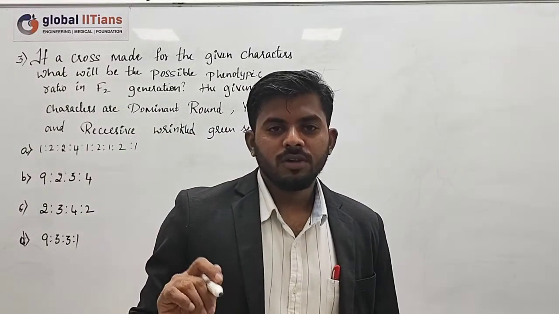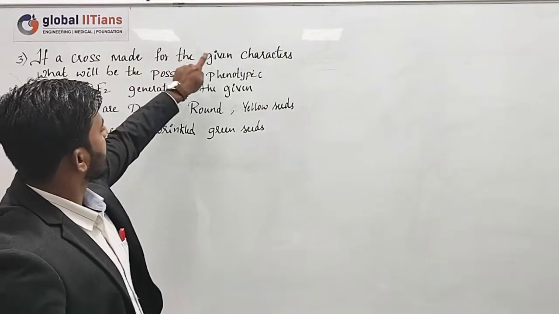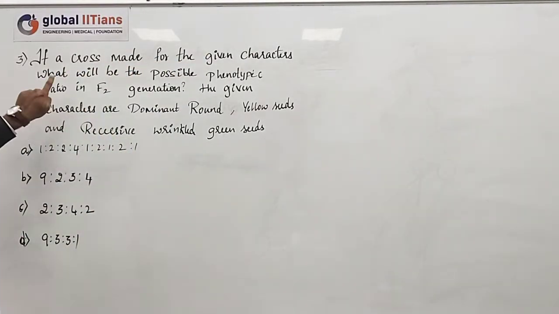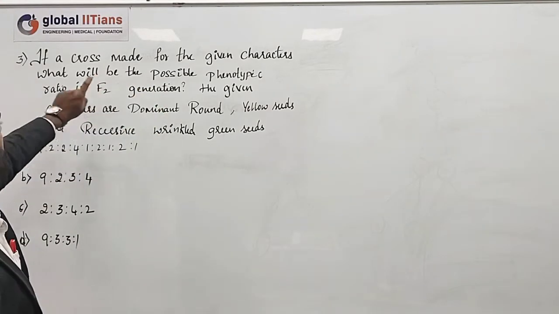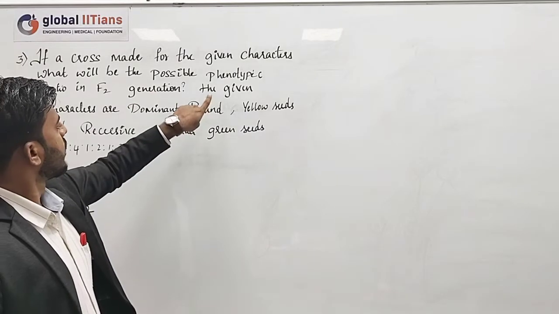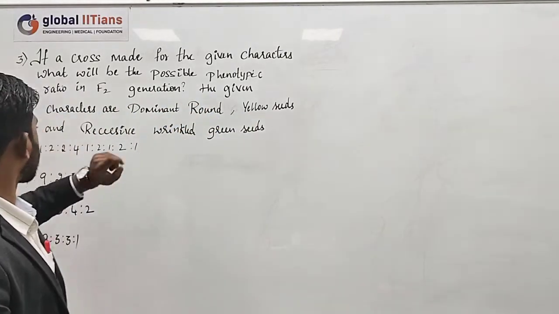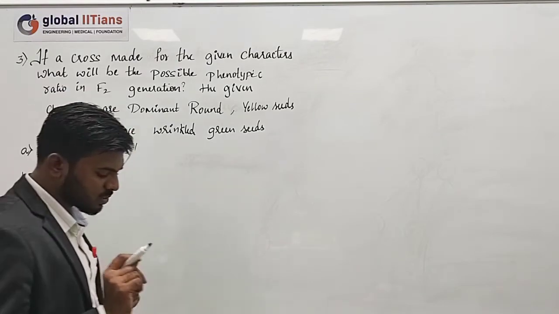Now we'll move on to the next question. If a cross is made for the given characters, what will be the possible phenotypic ratio in the F2 generation? The given characters are dominant round alleles and recessive wrinkled alleles.